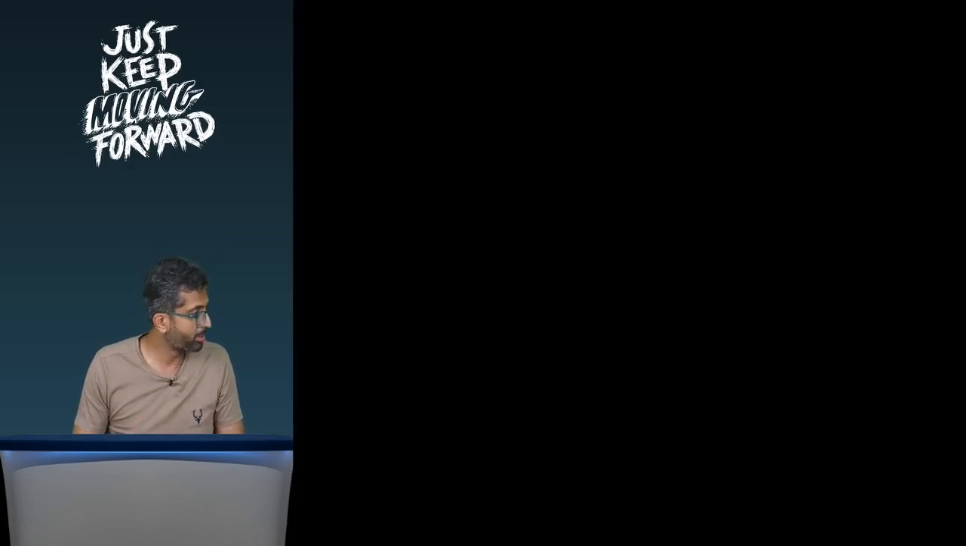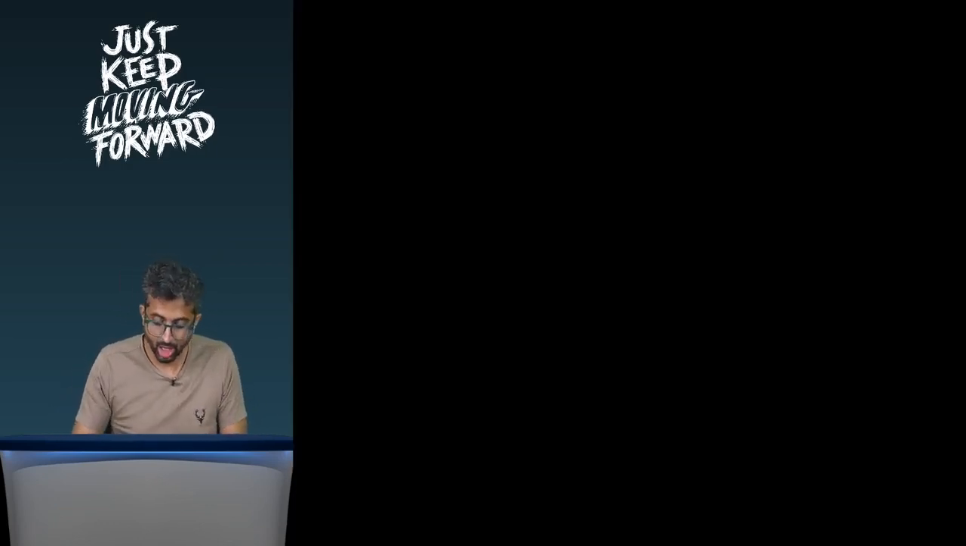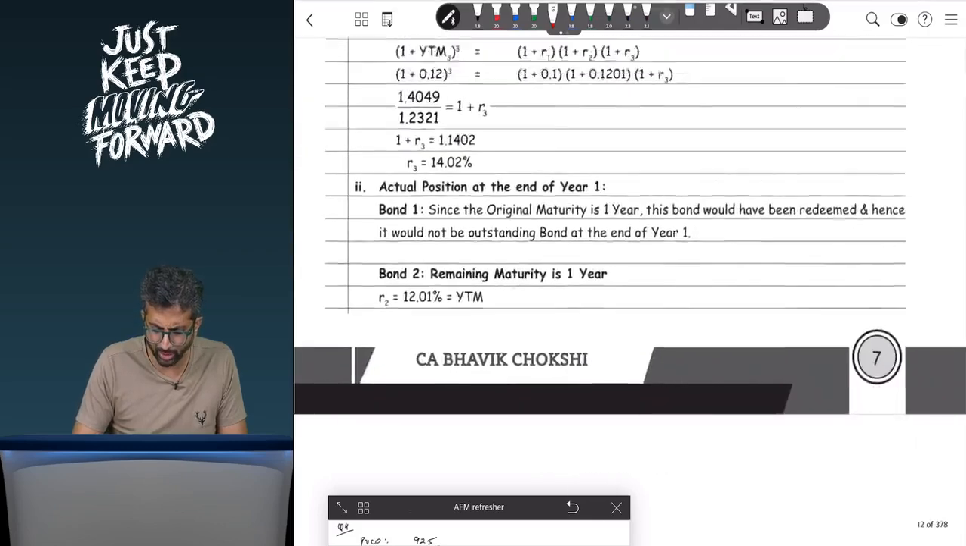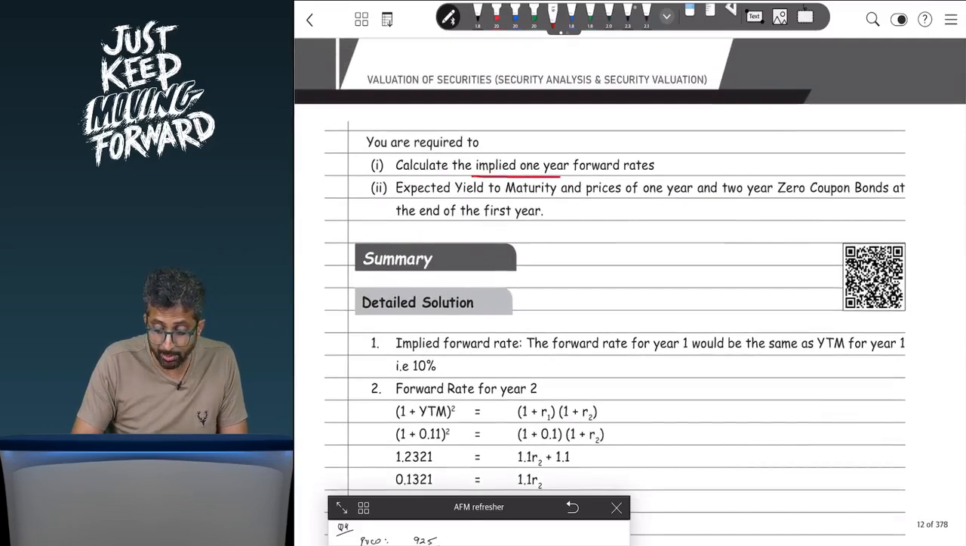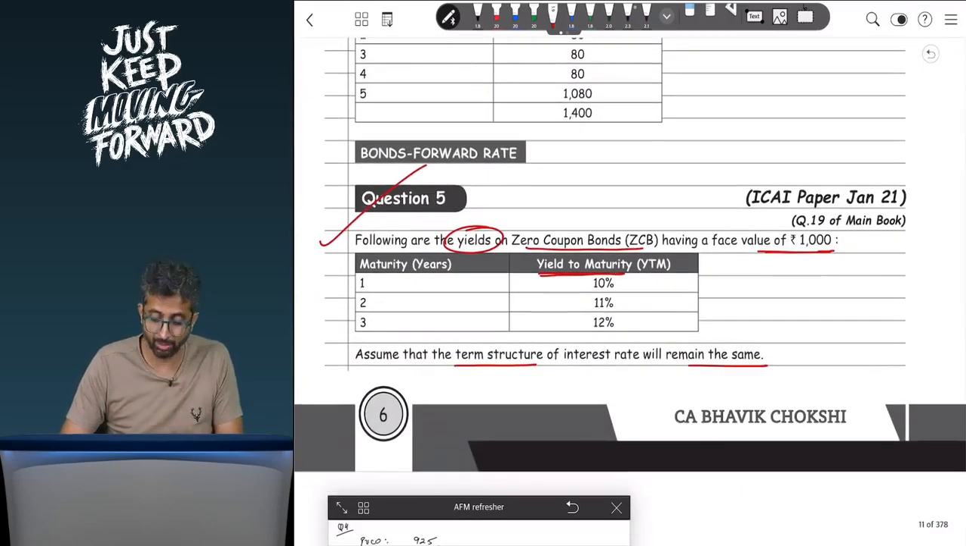So the maturity in years is 1, 2 and 3, and you have been given 3 different yields to maturity very clearly. This is not a forward rate, this is yield to maturity. Assume that the term structure of interest rate remains the same. That is what you expect actually happens. You are required to calculate the implied 1 year forward rates.